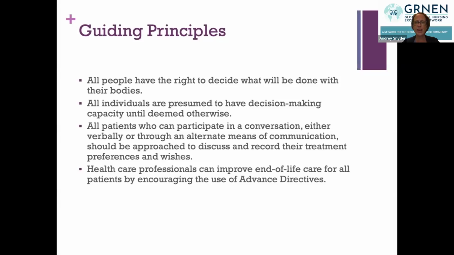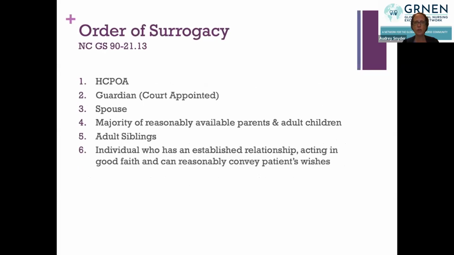It doesn't matter where you engage with that person; try to encourage them to fill out the paperwork and have some type of advance directive that is copied and in their chart and at home for others to know. Now, this will vary by state, but this is pretty common. In North Carolina, when a patient cannot make decisions for themselves, the order of surrogacy is their healthcare power of attorney, then a court-appointed guardian, then their spouse, then the majority of their parents or adult children, then the adult siblings, and then any individual who has established a relationship, is acting in good faith, and can convey the patient's wishes. So if nothing is in writing, this is what we have to go by: guardian, spouse, then parents and adult children going forward.